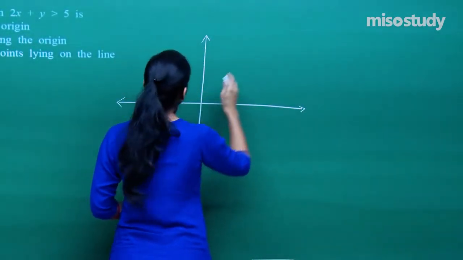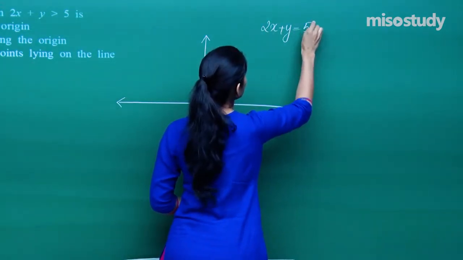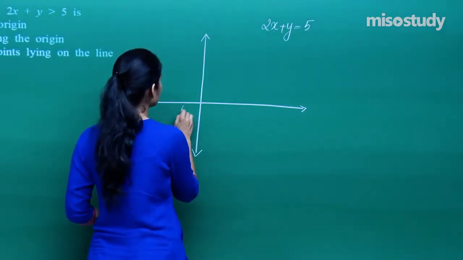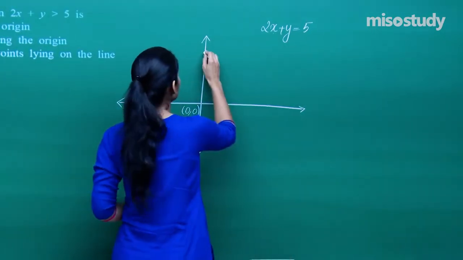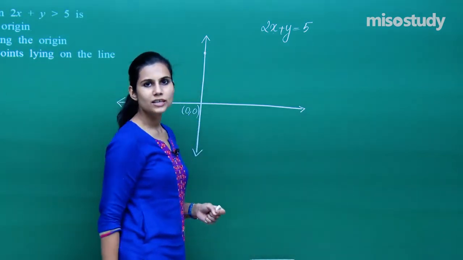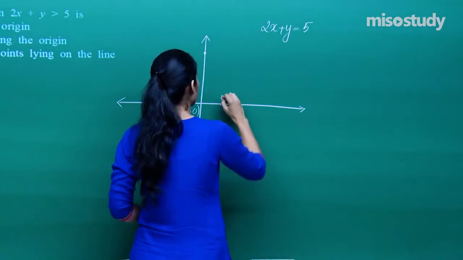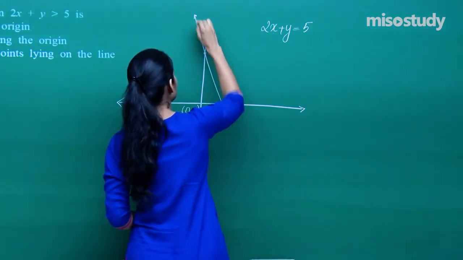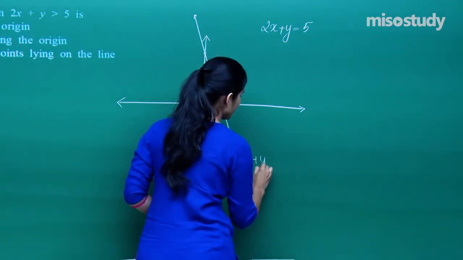Now, 2x plus y equals 5 is what first of all we need to talk about. 2x plus y equals 5 is going to be which line? Well, when you put x equals 0, you get y equals 5. And when you put y equals 0, you get x equals 5 by 2, which is 2.5. When you join these 2 points together, you get this straight line, which is actually 2x plus y equals 5.